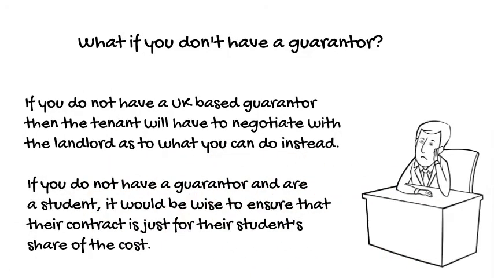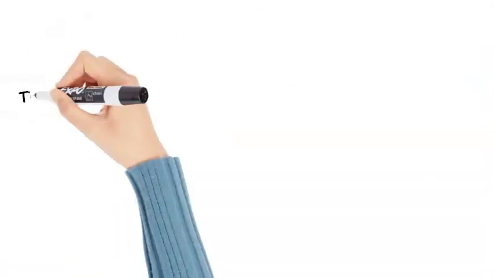For this reason, it would be wise to make sure that your contract lists your responsibilities regarding rent individually rather than collectively if you do not have a guarantor and you have housemates. This means that you will not be responsible for your housemate's rent when you have already paid your own in full.